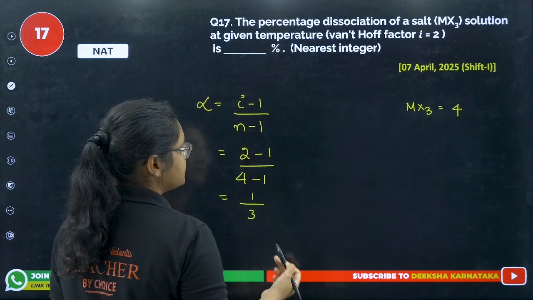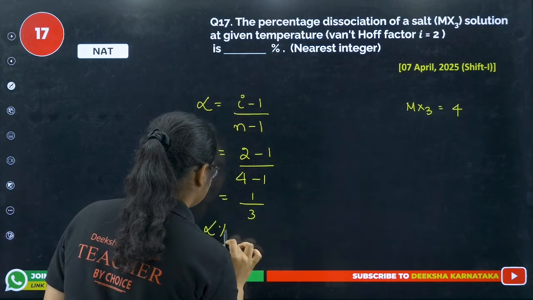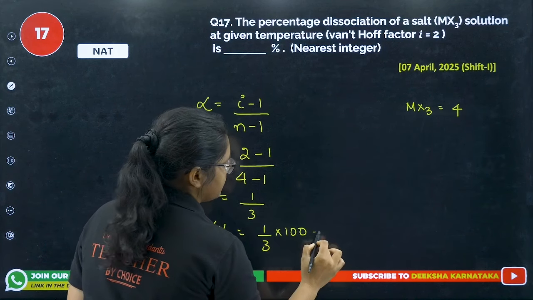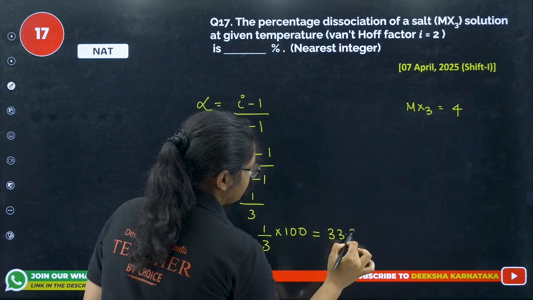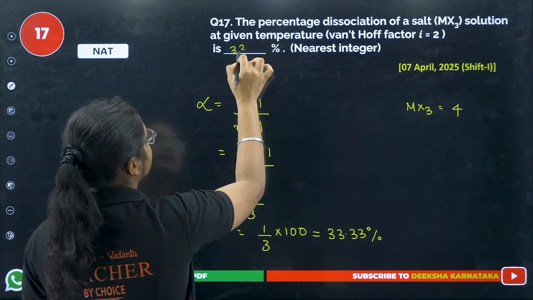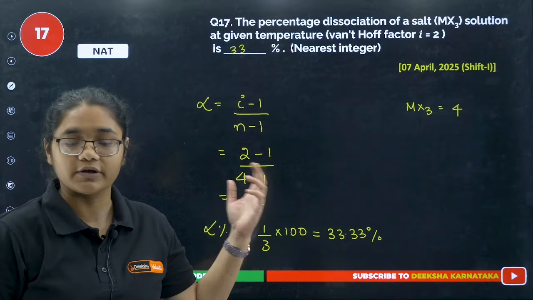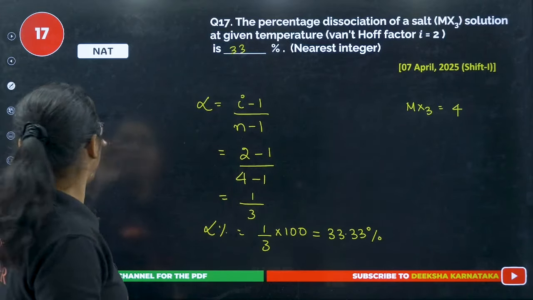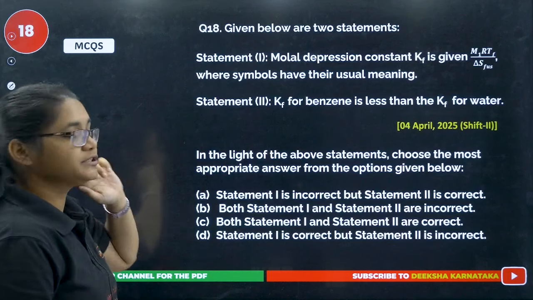Now what is the percentage of alpha? Alpha percentage is 1 by 3 into 100. So that will give me almost 33.33%. So here the numerator or the nearest integer will be 33. Next, we will see question number 18 here.